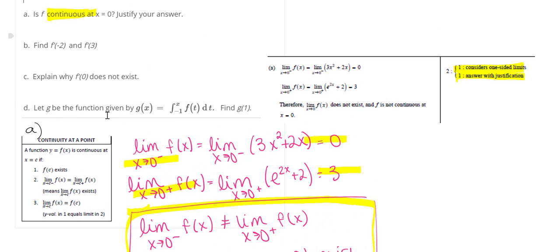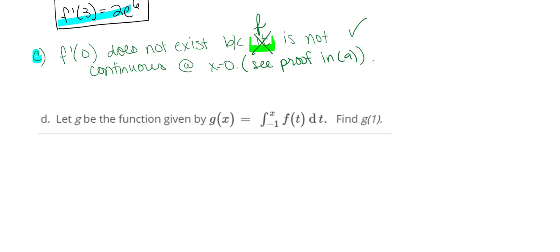Last but not least, let g be the function given by g of x equals the integral from -1 to x of f of t dt. Find g of 1. So first off, I'm going to rewrite by plugging in. I'm going to say g of 1 equals the integral from -1 to 1 of f of t dt.